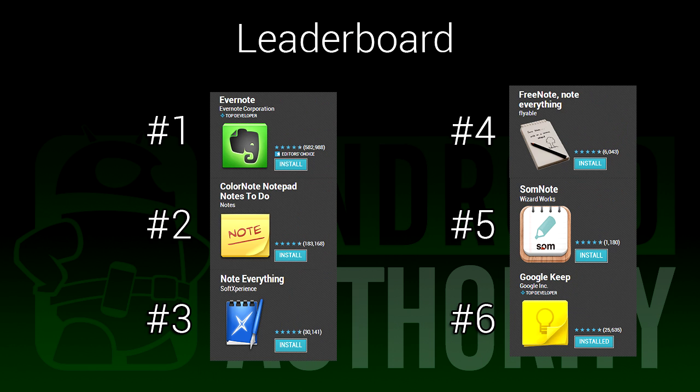If you take a look at our leaderboard, you can see how these note-taking apps stack up against one another. Keep in mind that this is not our personal ratings. This is how they were rated in the Google Play Store. So this is how you, the people, voted for them. There is no bias on our part.